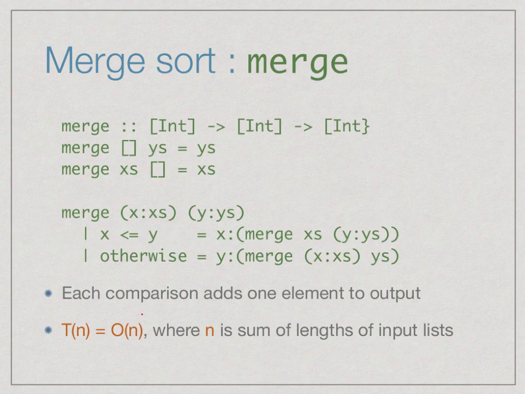So to analyze merge, one way to think about it is that every time we apply the second rule, we are in principle adding one value to the final output and reducing the number of elements to be merged by one. So overall, it will take as much time as the number of elements in the two lists put together. So we can say that the complexity of merge is big O of n, where n is the sum of the lengths of the two input lists.